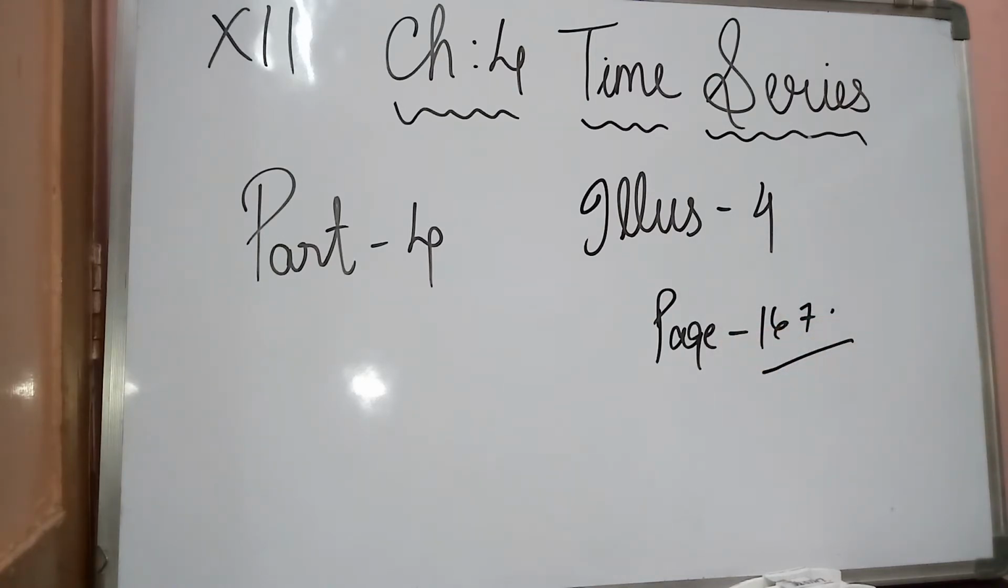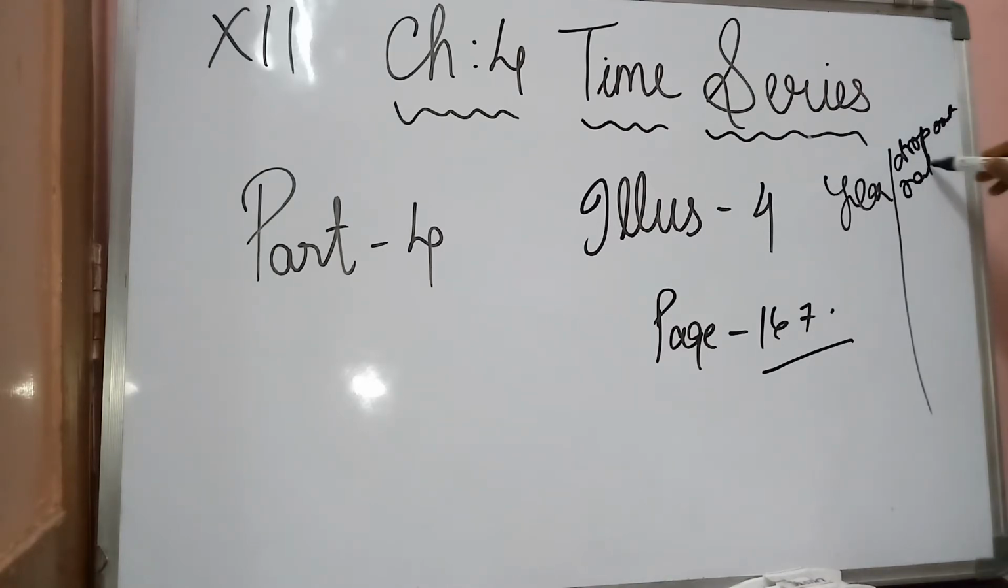Now the question says the dropout rate of students of standard 1st to 5 from primary schools of a district is as follows. So you can see two columns have been given to you, that is year and dropout rate. Like this it is given to you. So you have 2009 to 2010, it is 3.24. The different rates have been given to you like this.